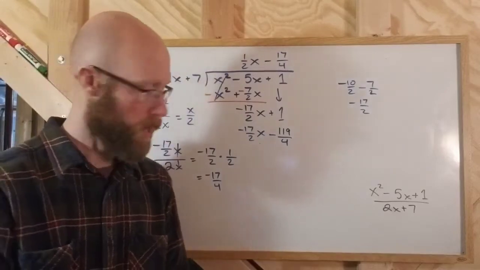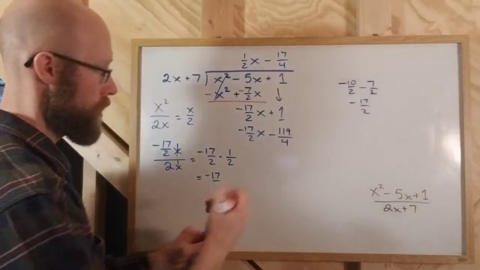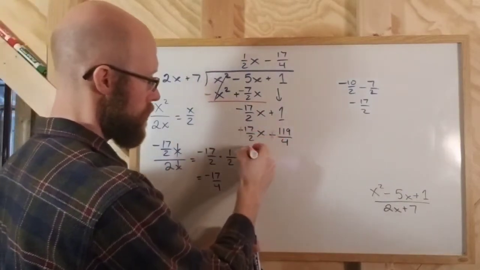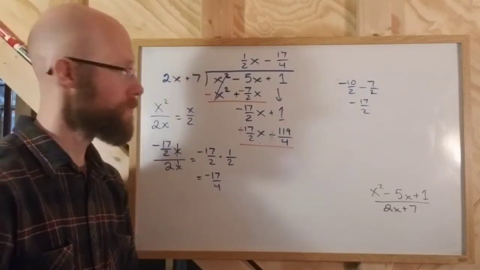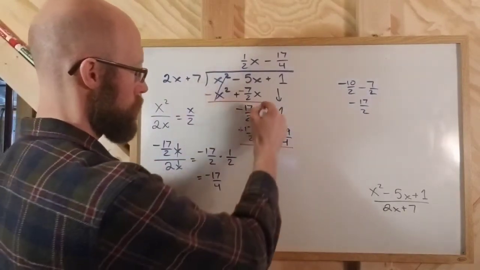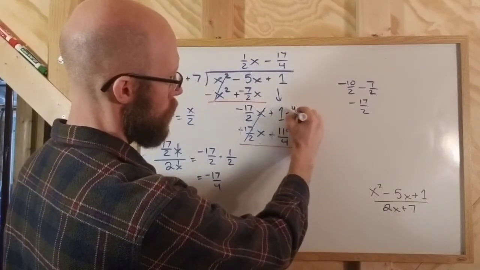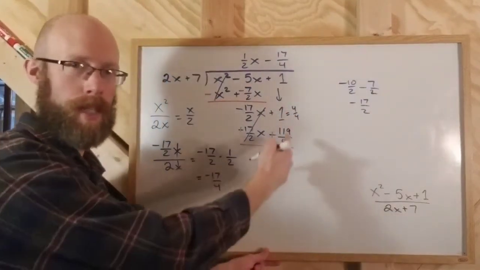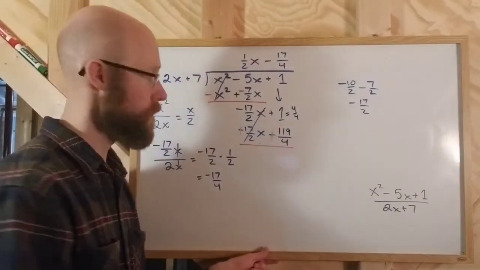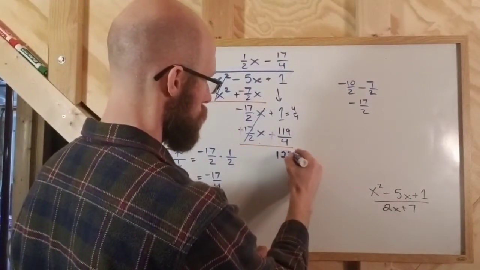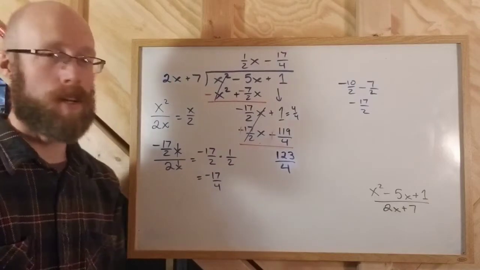119 over 4. Then we're going to, again, change the signs and draw the line. So change the sign here, and draw my line, because we're subtracting those terms. And the x's will drop off. This 1 is really 4 over 4, right? To get a common denominator. 4 plus 119 is 123. So this is 123 over 4. Okay, so that's my remainder.